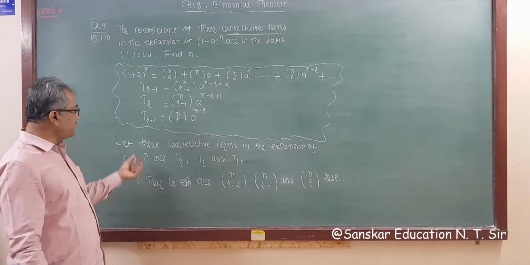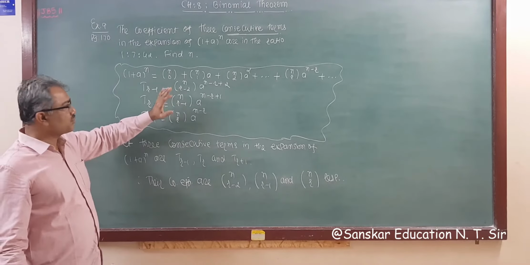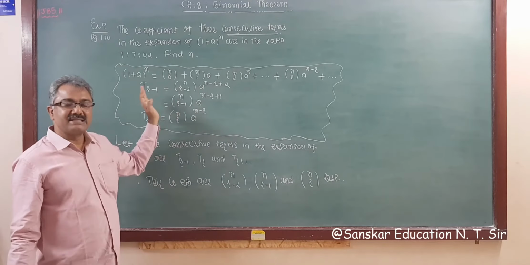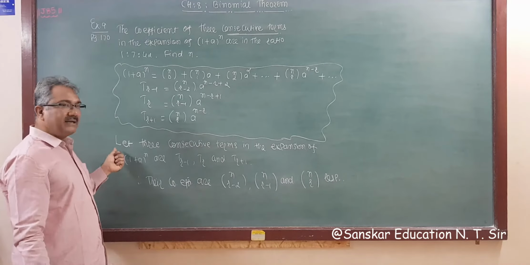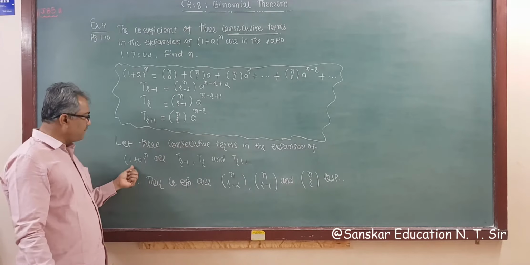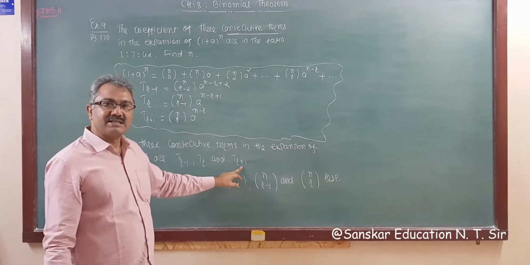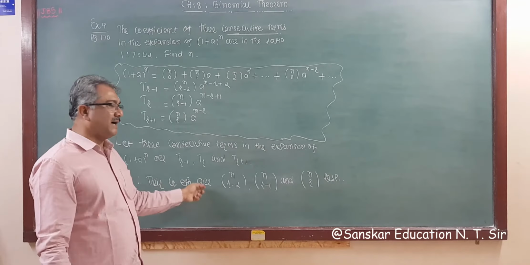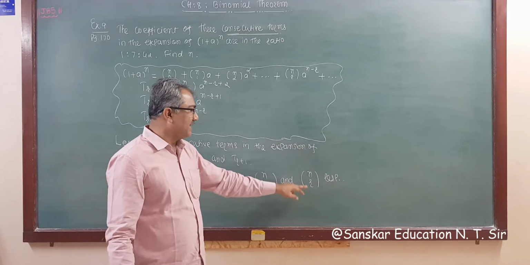If we assume these 3 terms, then the coefficients are these, as we discussed. So there is no need to write all of this. This is only for your understanding. You have to write directly from here. Let the three consecutive terms in the expansion of (1 + a)^n be T(r-1), T(r) and T(r+1). Therefore their coefficients are nC(r-2), nC(r-1) and nCr.